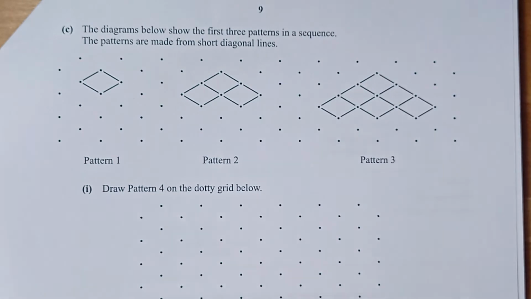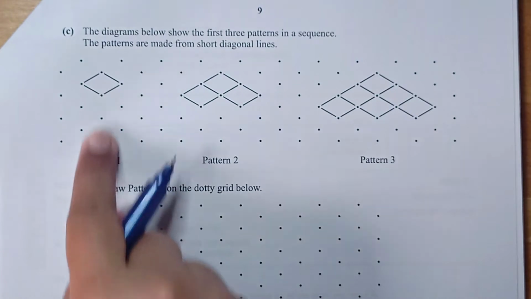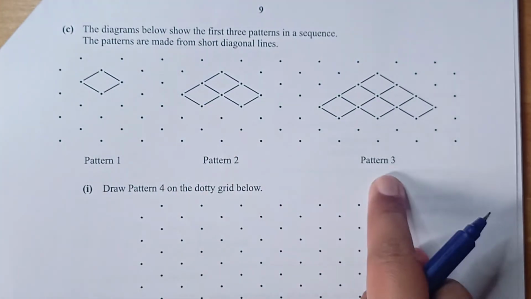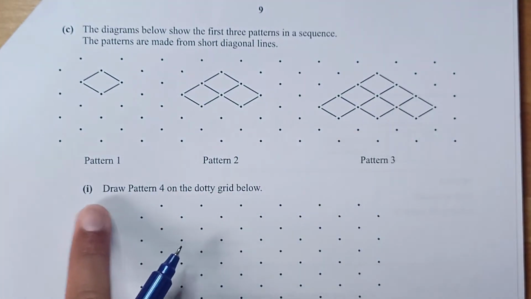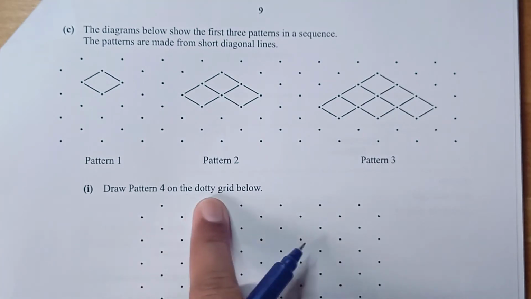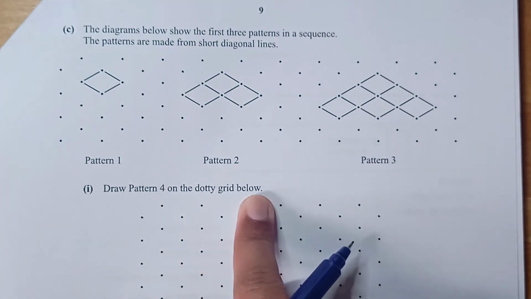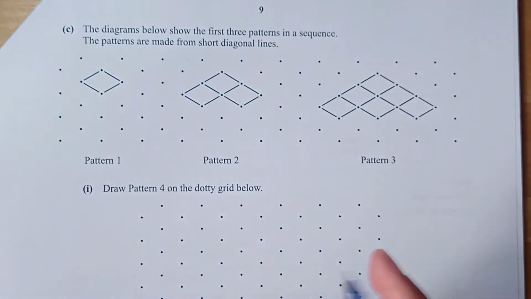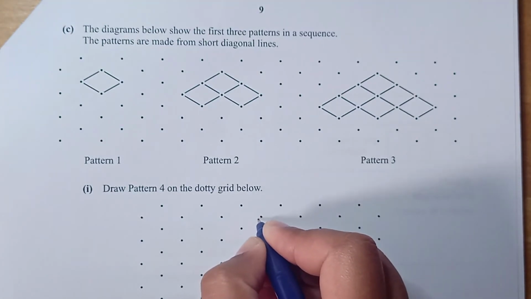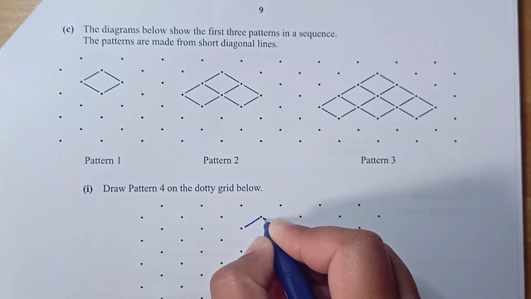Now for the C part, the diagram below shows the first 3 patterns in a sequence. The patterns are made from short diagonal lines. So pattern 1, pattern 2 and pattern 3. Now for the first part, draw pattern 4 on the dotted grid below. As you can see, let me draw pattern 1 first, this would be pattern 1.